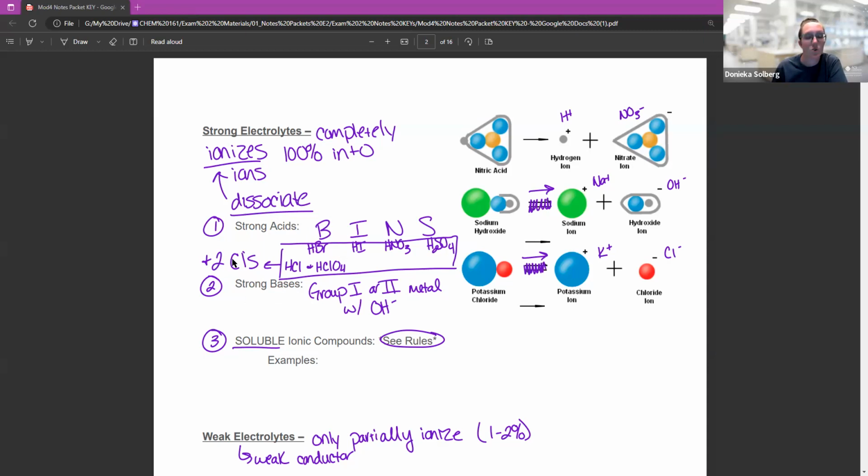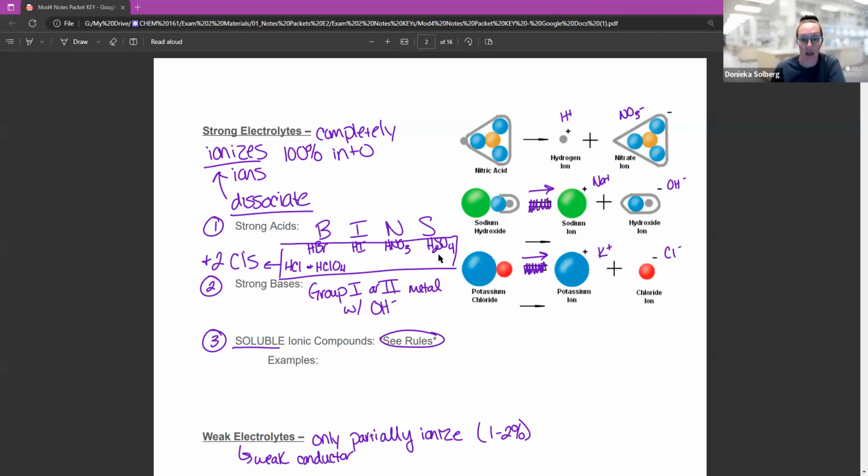And then there are 2 chlorine ones. So B stands for HBr, or hydrobromic acid. I stands for HI, or hydroiodic acid. N stands for nitric, HNO3. And S stands for sulfuric, H2SO4. Then the chloride ones are HCl, that's hydrochloric acid, and HClO4, which is also a strong acid. So these are the 6 strong acids.